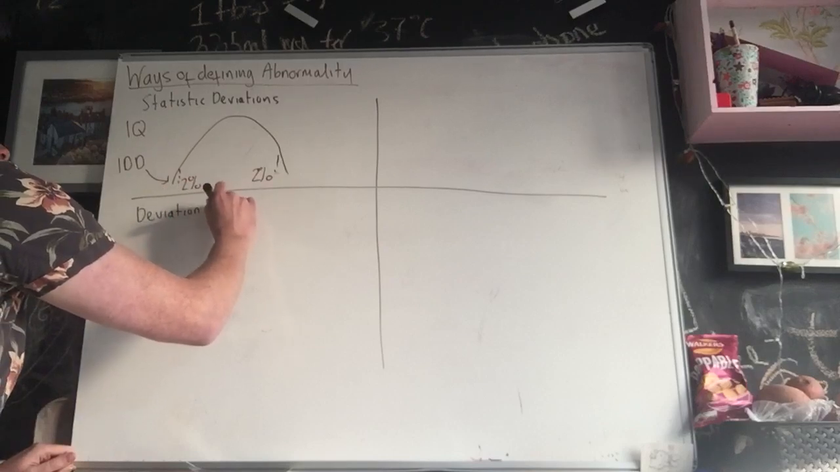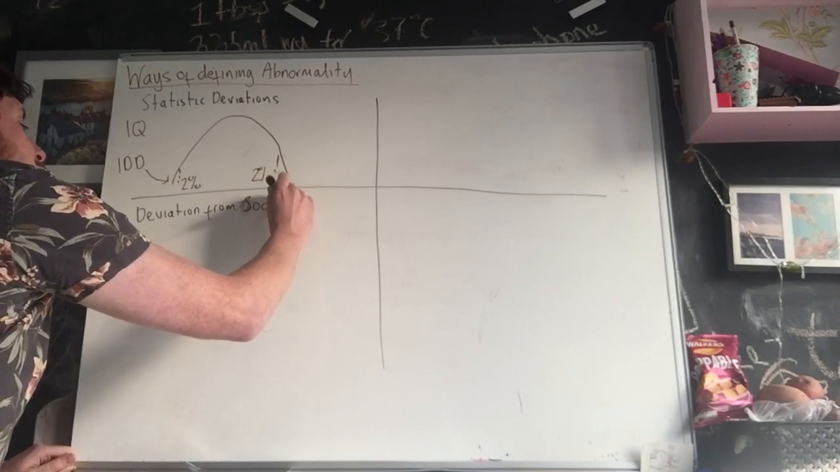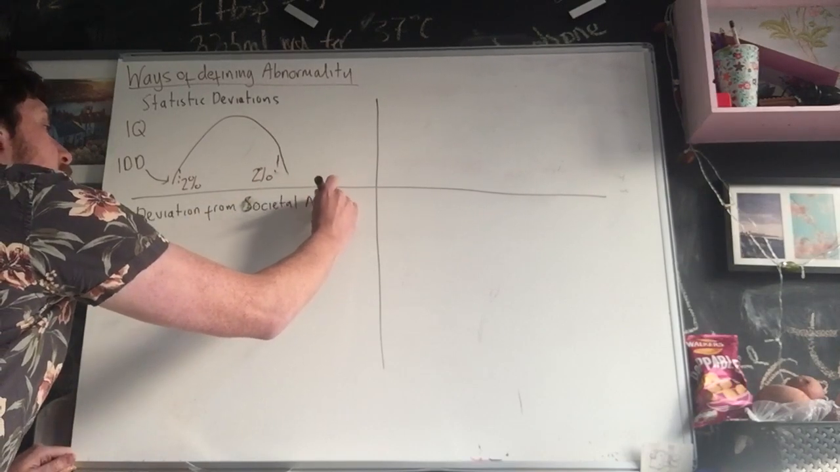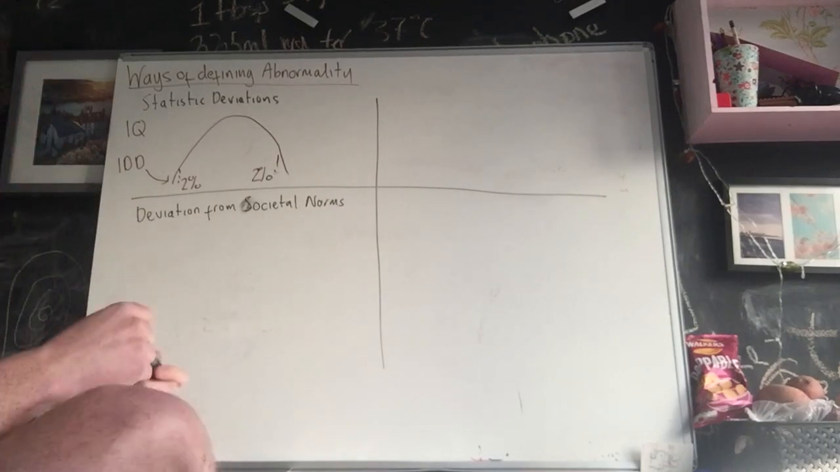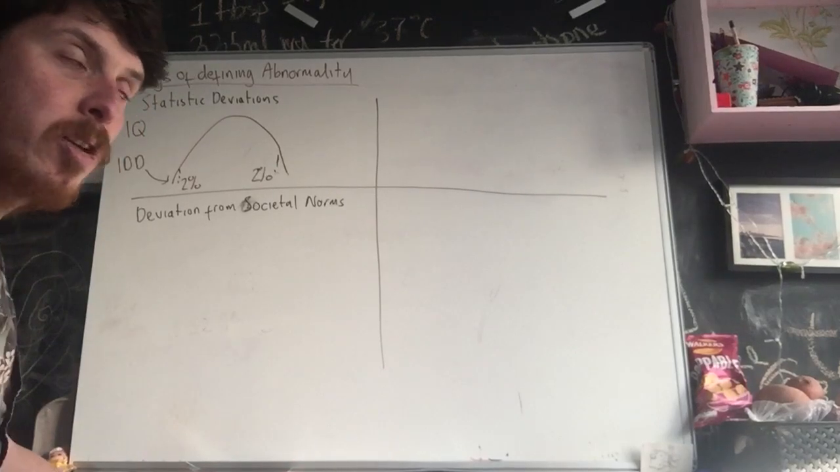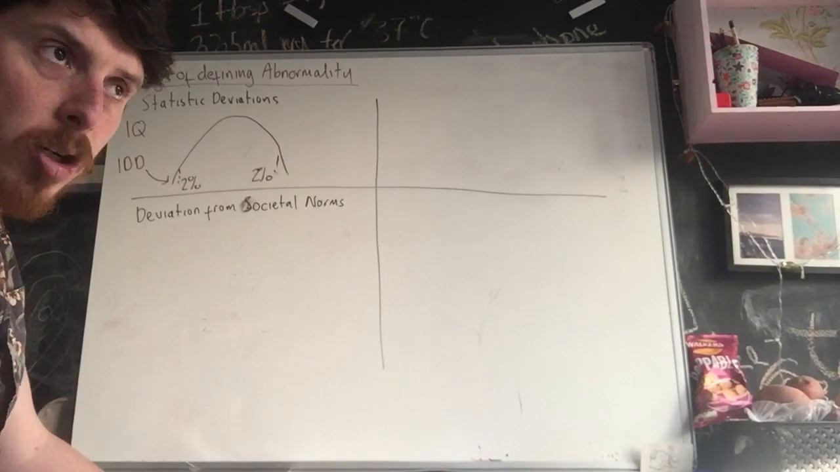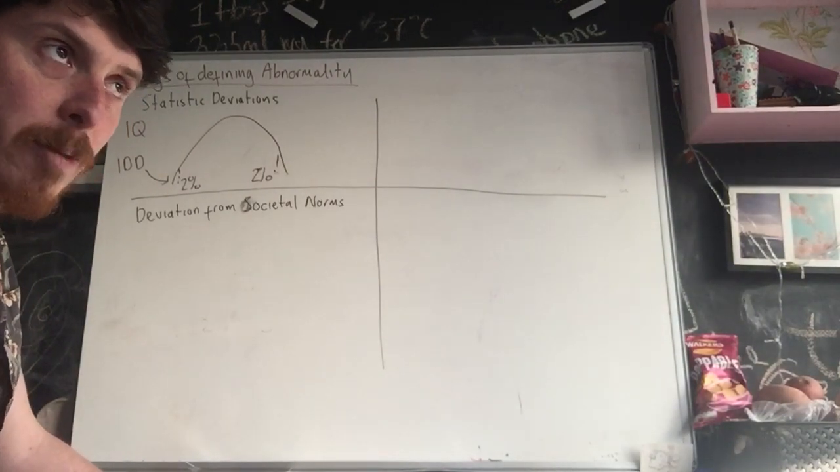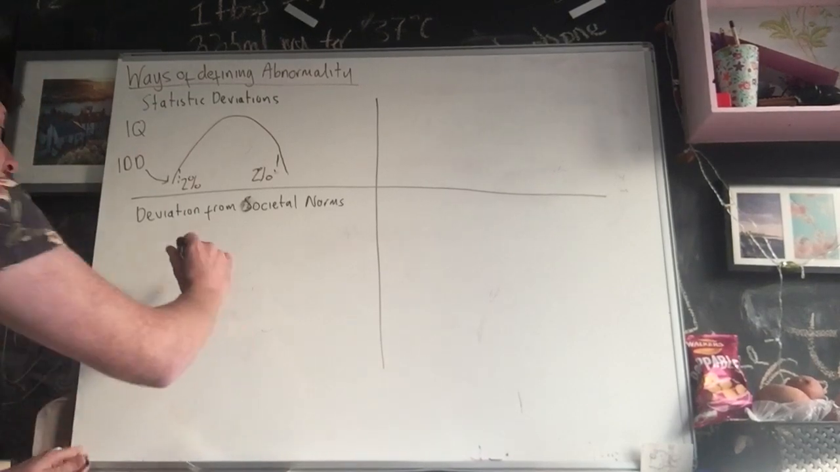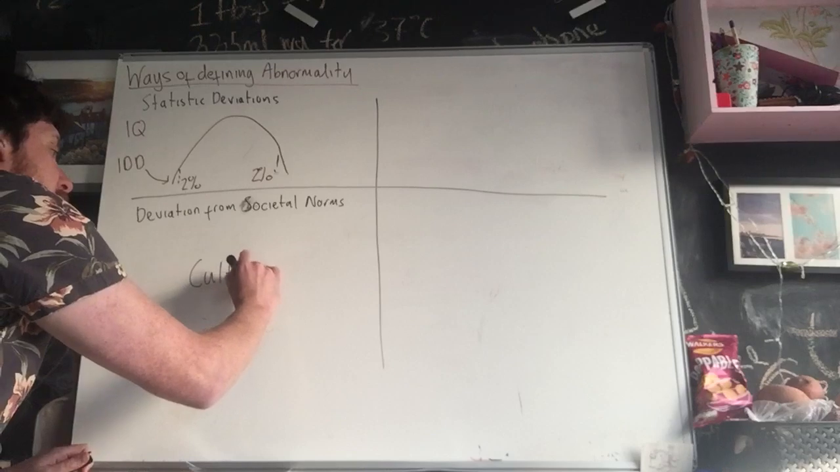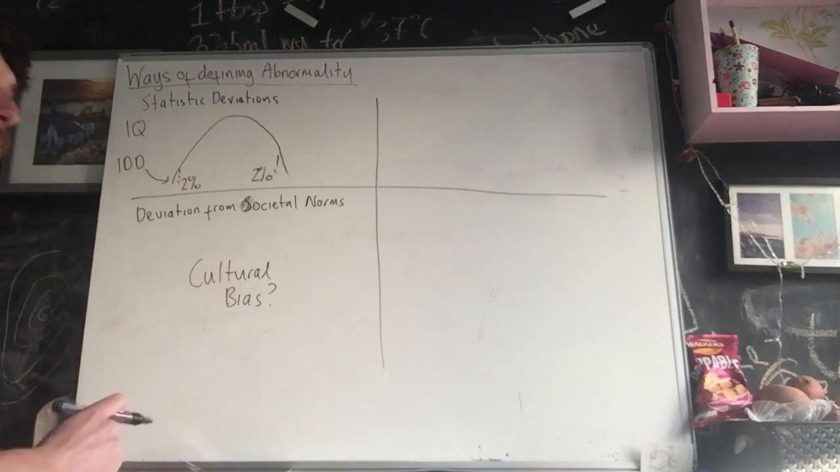Now, the other one is deviation from societal norms. Deviation from societal norms is simply where somebody's behaviour would be something different to the rest of the population. However, this has cultural bias, so something that may be acceptable in one place would not necessarily be acceptable elsewhere. The other thing is it may not necessarily be harmful.